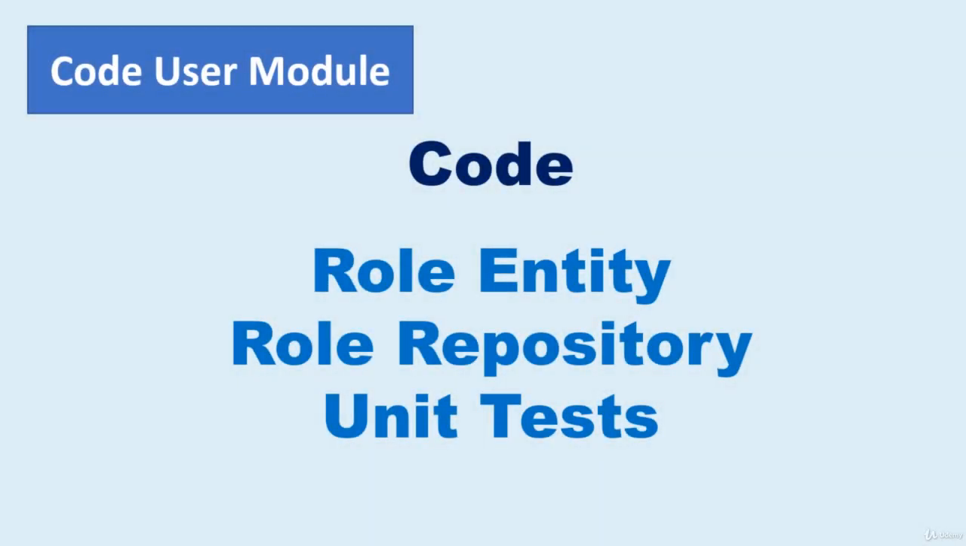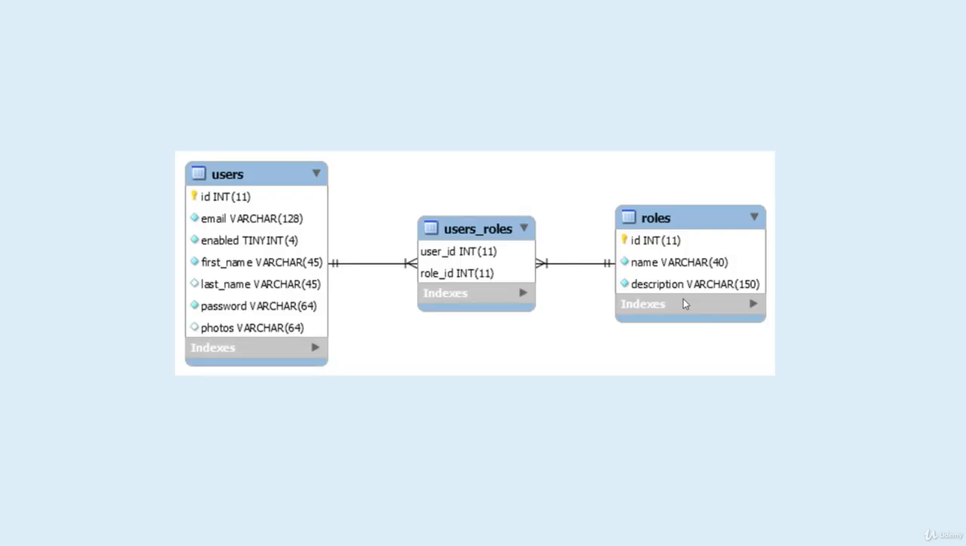In this lecture, we will write code for the row entity class, row repository interface, and some unit tests for the row repository. So we will create a new Java class that maps to the rows table in the database. And this table has 3 columns: ID, name, and description.